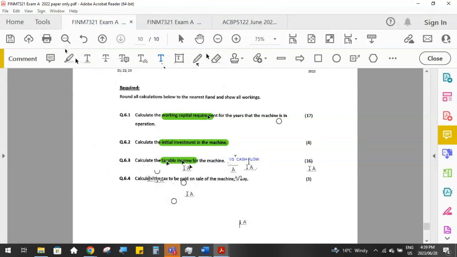16 marks, and then calculate the tax that must be paid on the sale of the machine, if any. So that right at the end of the life of the machine, we're going to sell the machine. What will our tax bill be because of that, if any? And that was for 3 marks.